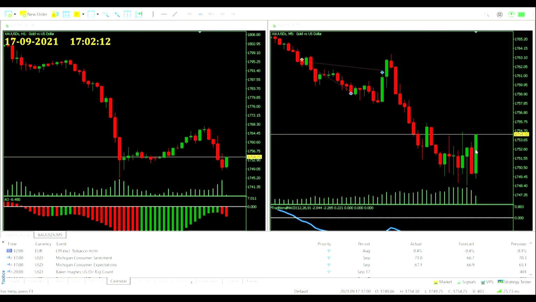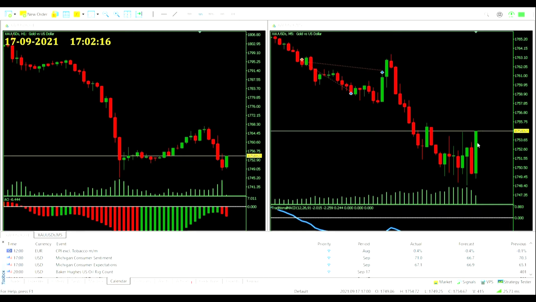Price now potentially breaking to the upside. This volatile range though, don't know which way it's going to go at all. Right now it looks like upside, but previously it looked like downside, so who knows.